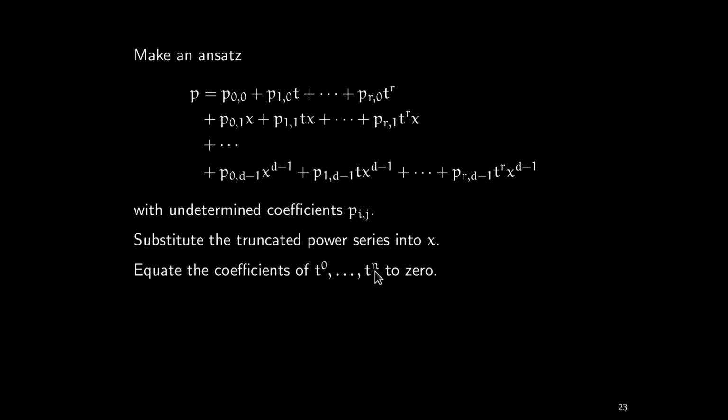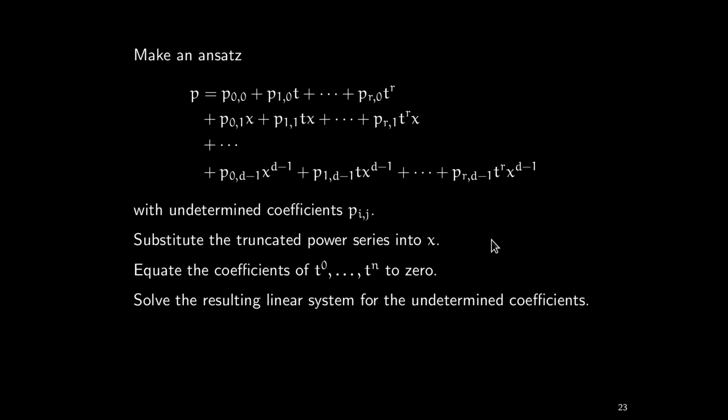And typically, the system will have more equations than variables. It will have n plus 1 equations, and it will have d times r plus 1 variables. That's the number of undetermined coefficients. And I can ensure that the n is larger than the number of variables, and so I get an overdetermined system, and then I don't expect to have a root. Okay.